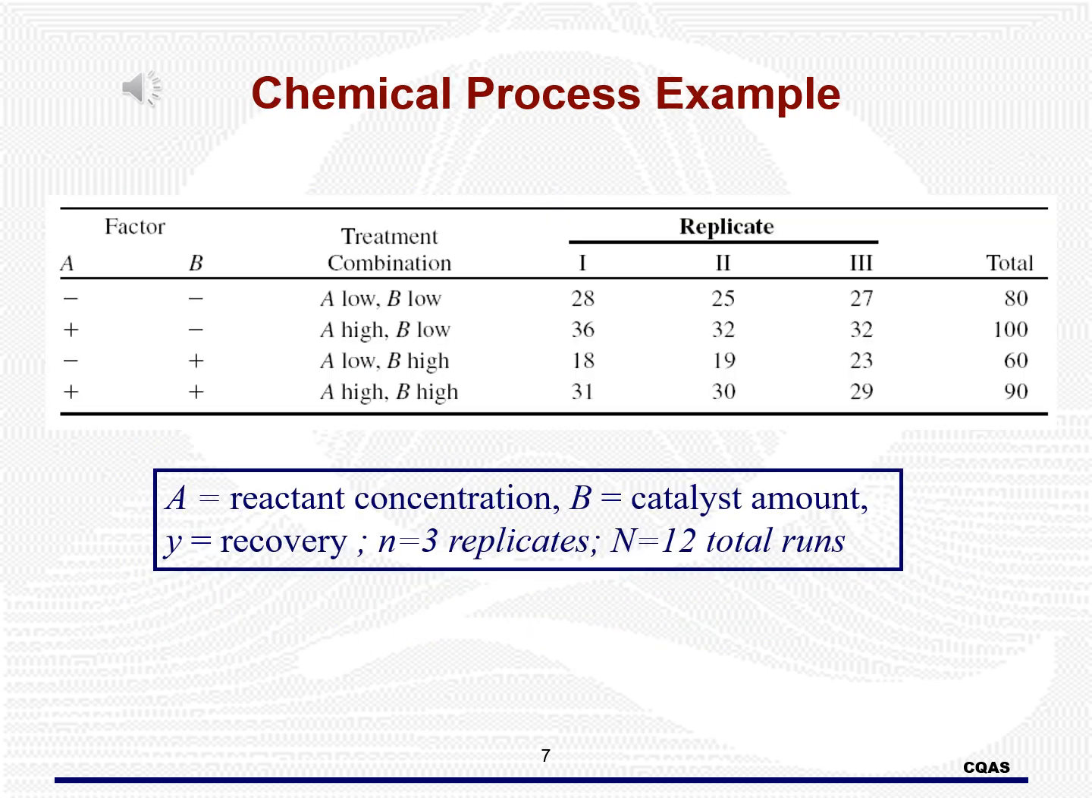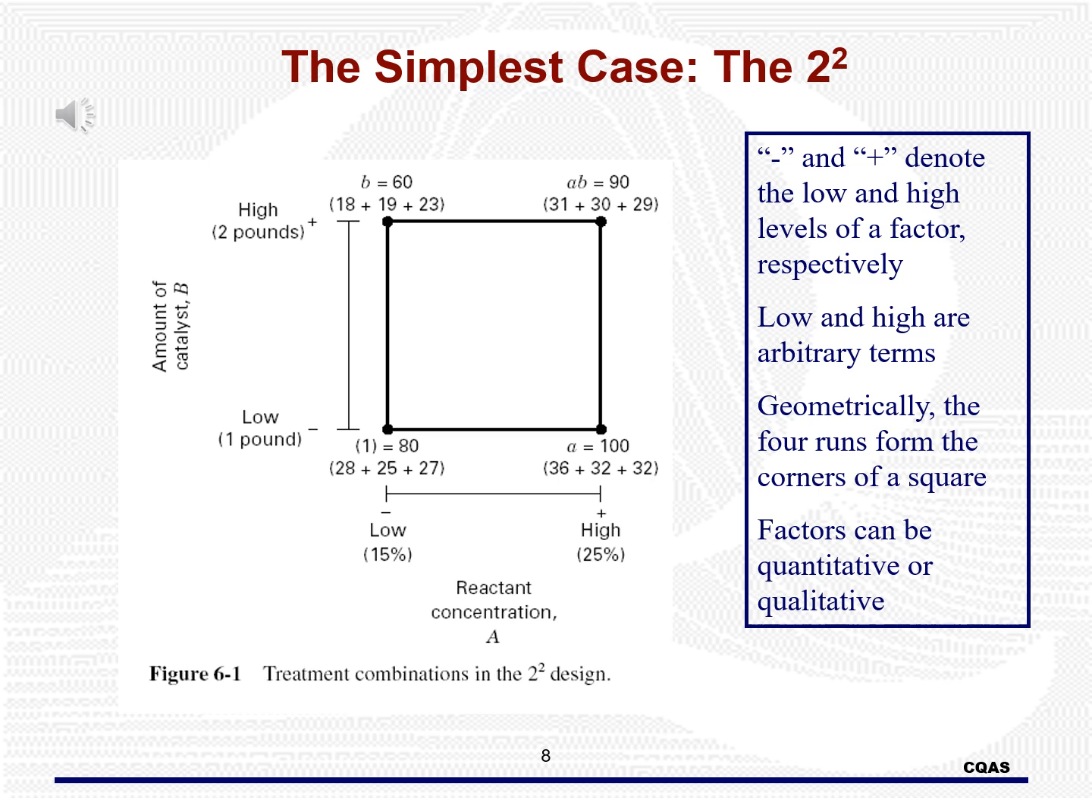Let's motivate this material with an example. This is a chemical example, where factor A is reactant concentration, and factor B is the amount of catalyst. The response here is the percent of recovery. Notice that we have n equals 3 replicates of each of the 4 treatment combinations, which leads to n equals 12 total runs.